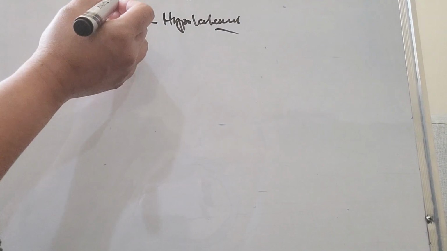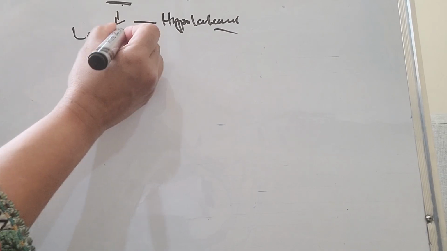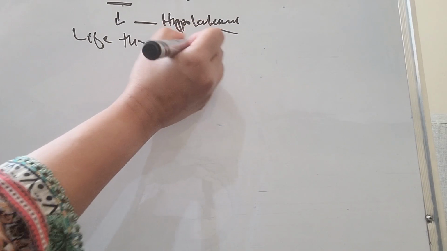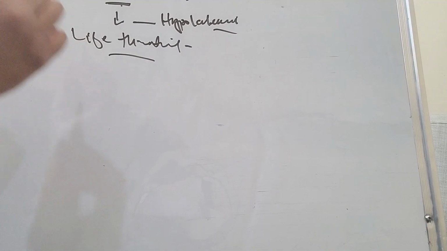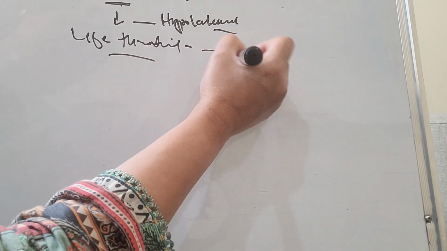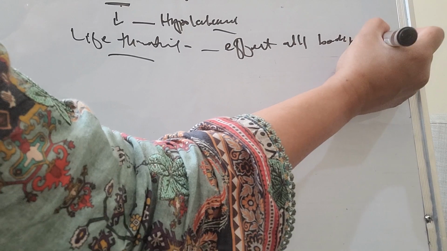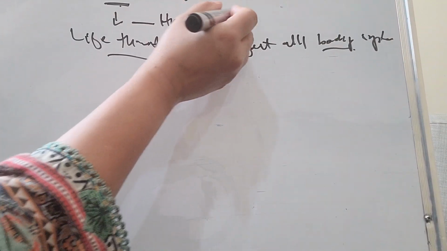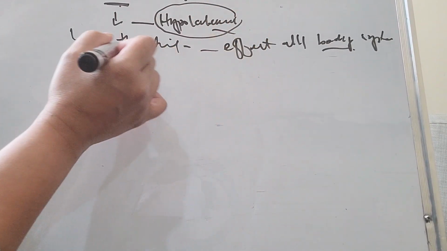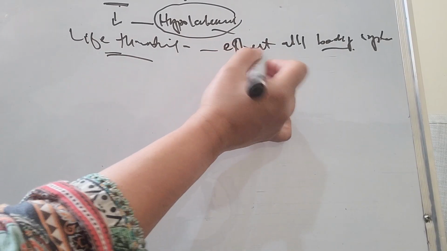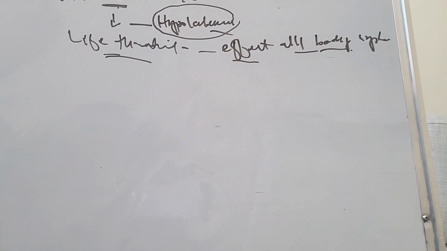So if our body has less potassium, this can be potentially life threatening. Why life threatening? Because less potassium will affect all of our body systems. That's why hypokalemia is life threatening, because it affects all body systems.